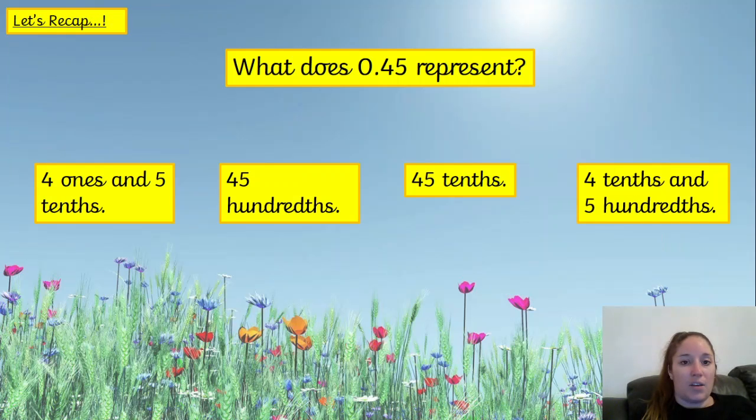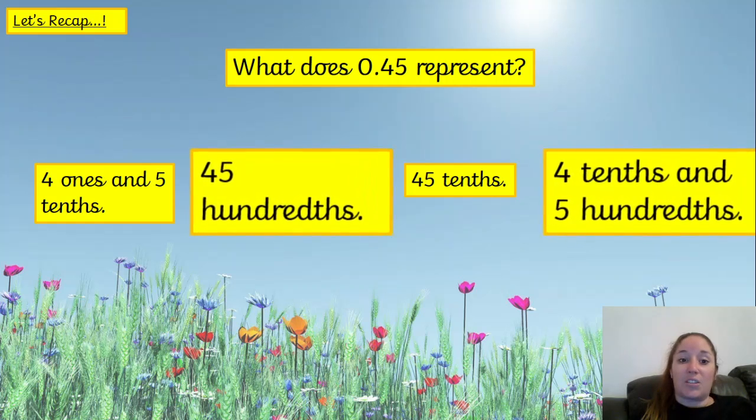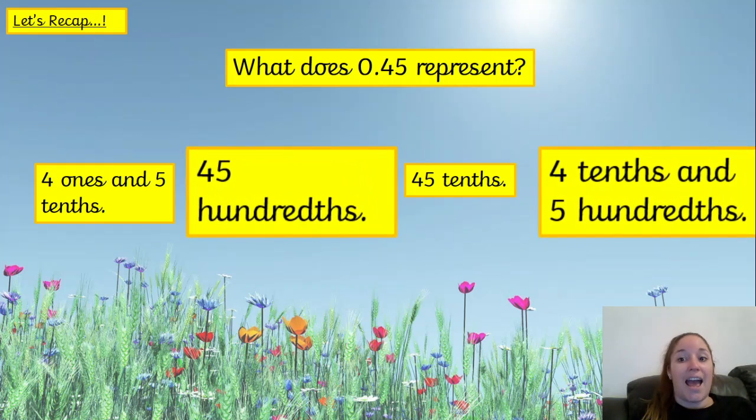Okay, so what does 0.45 represent? Is it 4 ones and 5 tenths, 45 hundredths, 45 tenths, or 4 tenths and 5 hundredths? What does it represent? Have a think. Okay, so 0.45 represents 45 hundredths and 4 tenths and 5 hundredths.